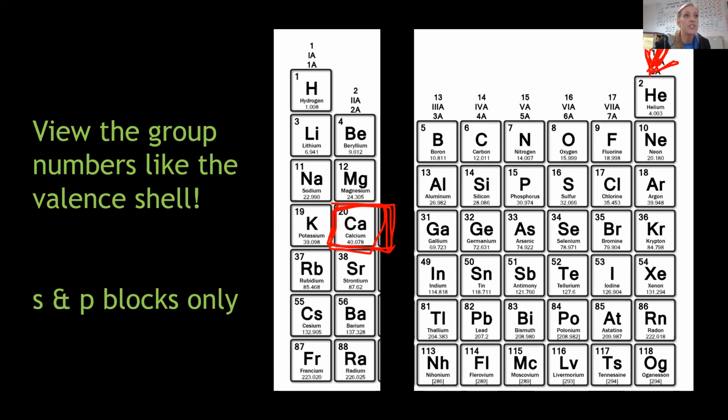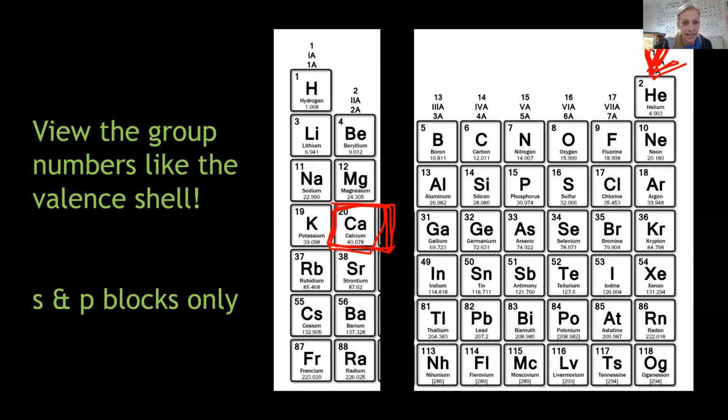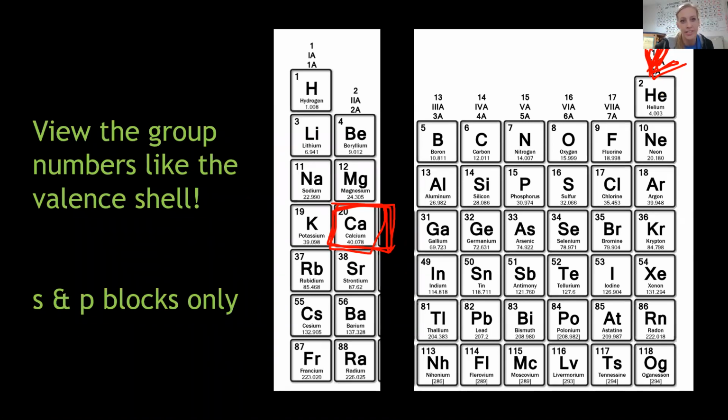So the atom is going to do the laziest thing to get there, right? Because atoms are lazy. They're lazier than high schoolers. Just kidding. You guys aren't lazy. You work very hard, but they're lazy.